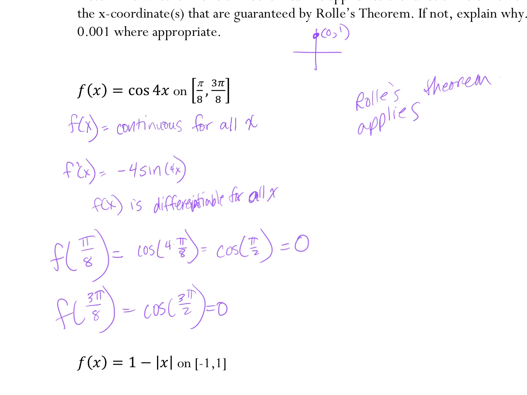So now what we have to do is figure out what is the value for c where that derivative is equal to 0. Thoughts? If I divide by negative 4, I now have 0 equals the sine of 4c.